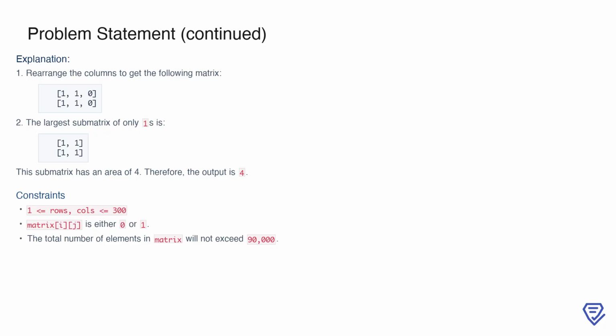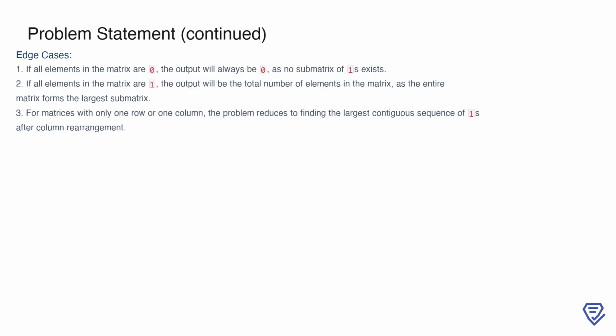Finally, let's review some constraints and edge cases to consider when solving this problem. When it comes to edge cases, if all the elements in the matrix are 0, the output will always be 0 because no submatrix of ones exists. On the other hand, if every element in the matrix is 1, the output will equal the total number of elements in the matrix, since the entire matrix forms the largest submatrix of ones. For matrices with only one row or one column, the problem simplifies to finding the largest contiguous sequence of ones after rearranging the columns. These considerations are important for ensuring your solution handles all possible scenarios effectively.